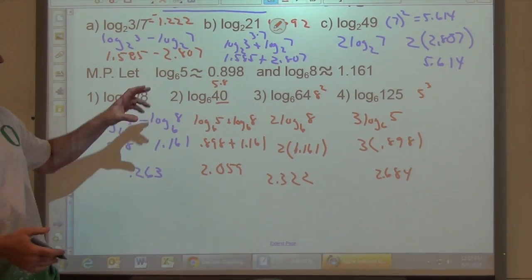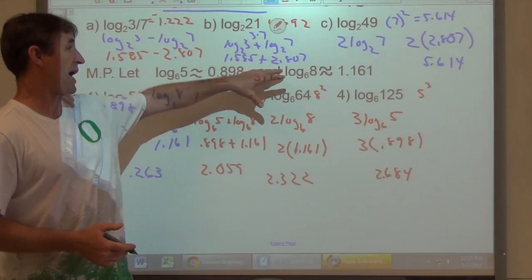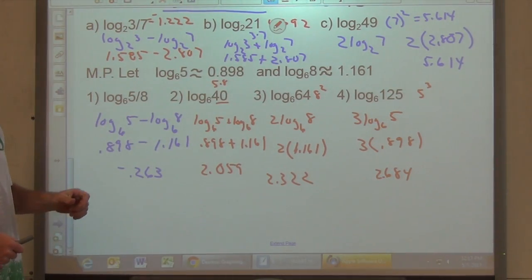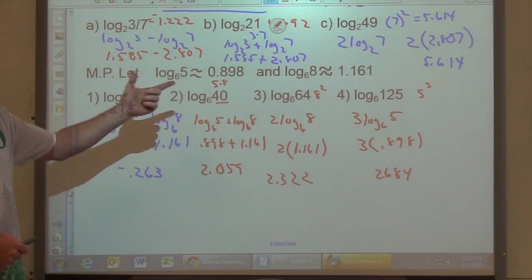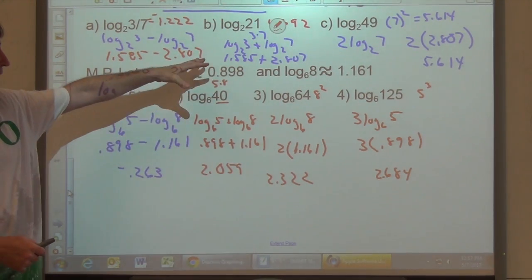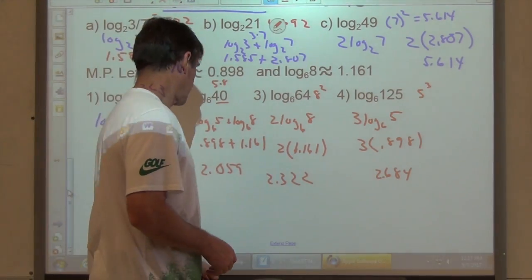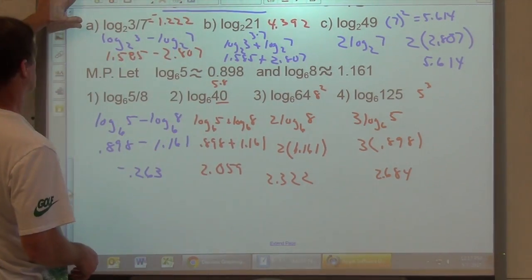So you just have to, they're going to give you some logarithms and the values, approximate values, because they're rounded off. And then you're going to have to put these into the format that gives you, so you can use those values to find the answer. So that's the first thing you're going to do on this.